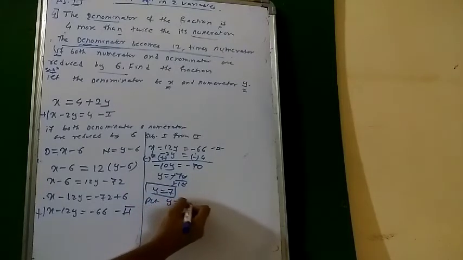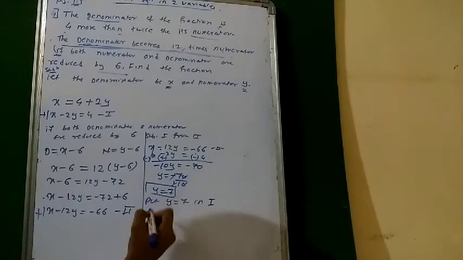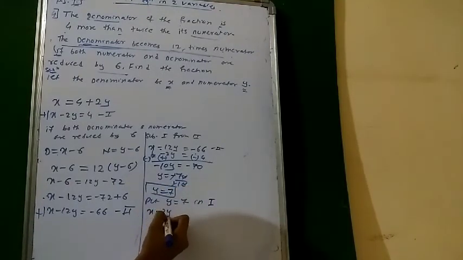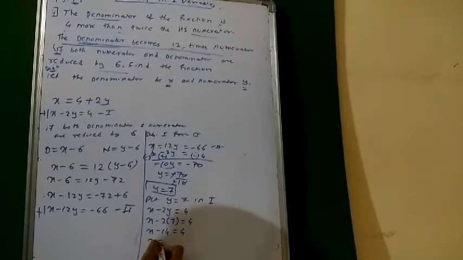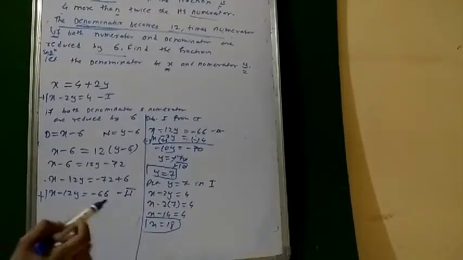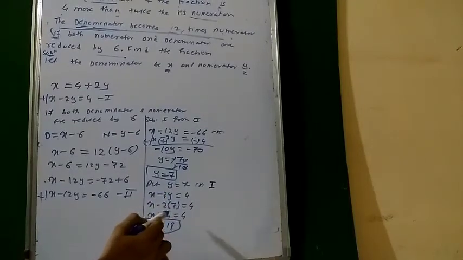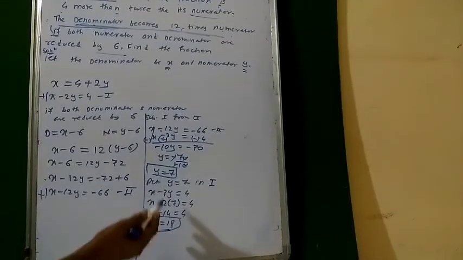Put y is equal to 7 in equation 1. So we have x minus 2y is equal to 4. x minus 2 into 7 is equal to 4. x minus 14 is equal to 4. x is equal to 18. So let me check it once again. 7 times 2 is 14, and 14 goes there and it becomes 18. So we have x and we have y.